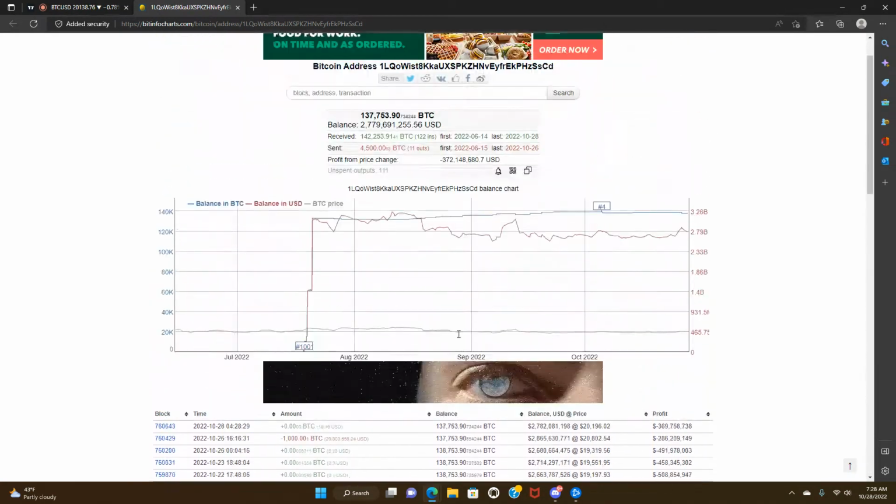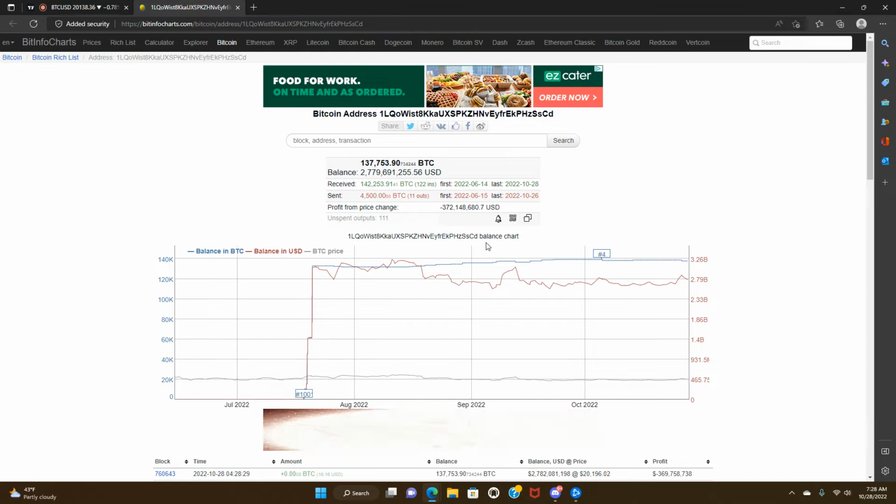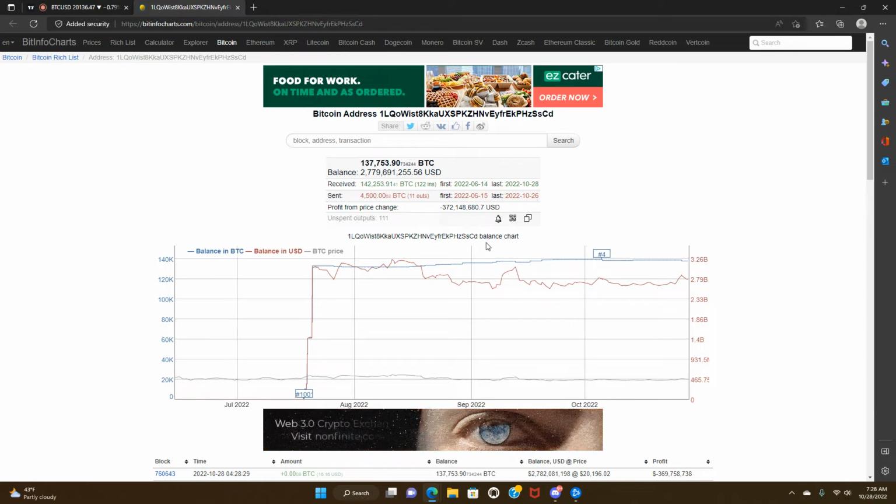This wallet has a long history. Sometimes coins move between wallets. So while this one doesn't have a long history, if you track the string of addresses in the wallet, you can tell that this wallet actually does have a very long history of accumulation. But in this video, what I want to talk about is its distribution and the effects that has on the market.